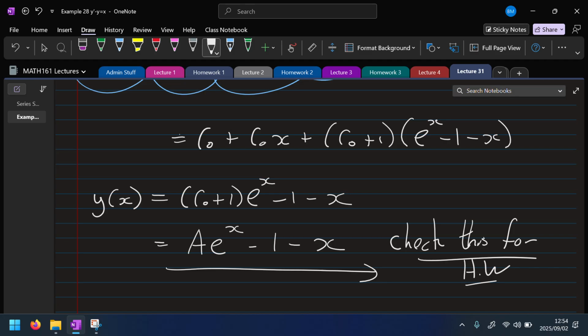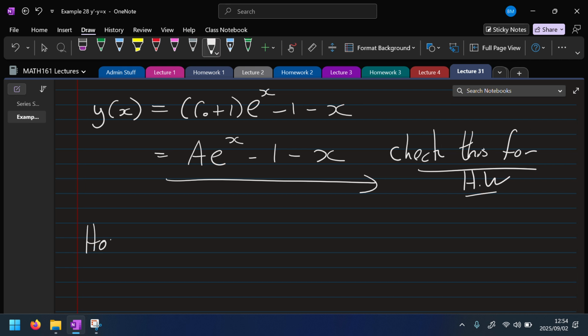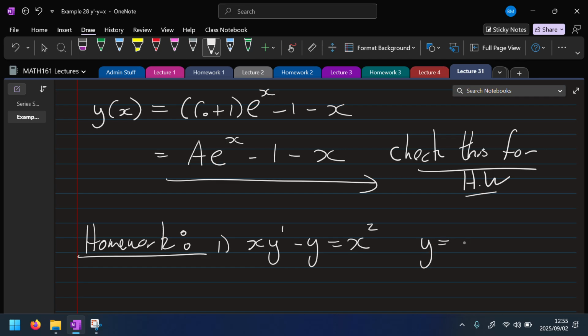All right. Any questions? No questions. Okay. Some homework problems. So you'll have these 3 homework problems as well as the 5 from the tutorial. So number 1, x y prime minus y is equal to x squared. And then just to check your answer, that should be y equals cx plus x squared.